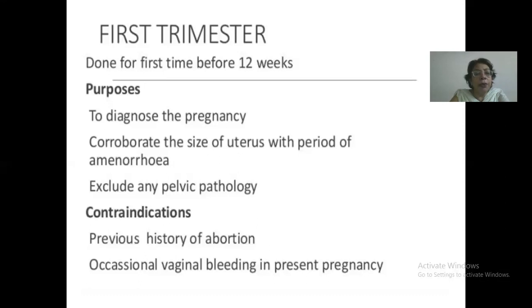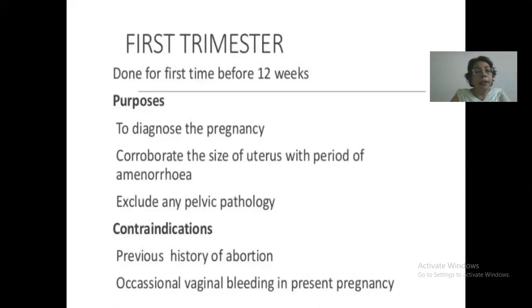The purpose is to diagnose the pregnancy, correlate the size of the uterus with the period of amenorrhea, and exclude any pelvic pathology. Now, if there is any previous history of abortion, refrain from doing it, so it is a contraindication. And if occasional vaginal bleeding is present in the present pregnancy, again, do not do a PV examination and get an ultrasound examination done to know the fetal viability. Now, it is done for the first time before 12 weeks in the first trimester, firstly to diagnose pregnancy. This is the same slide which I've shown you earlier.